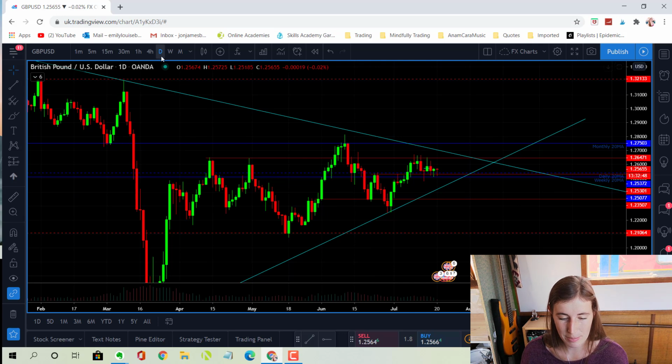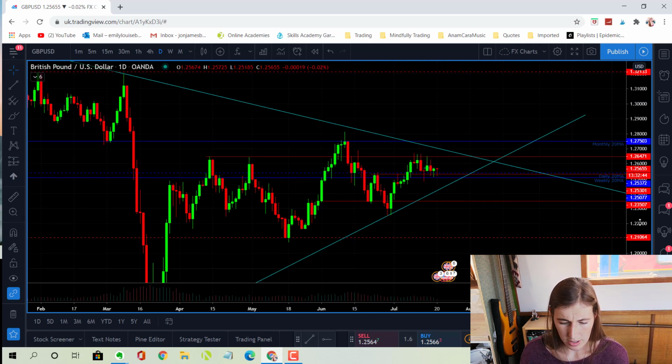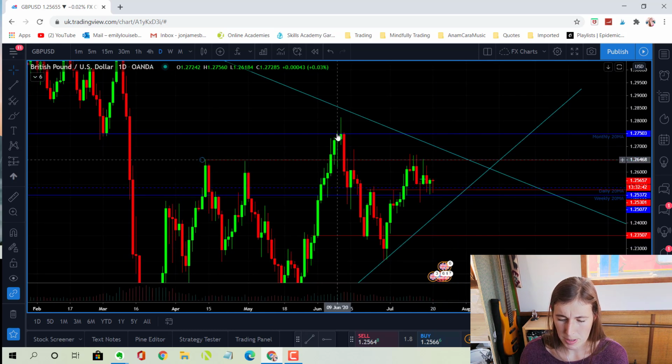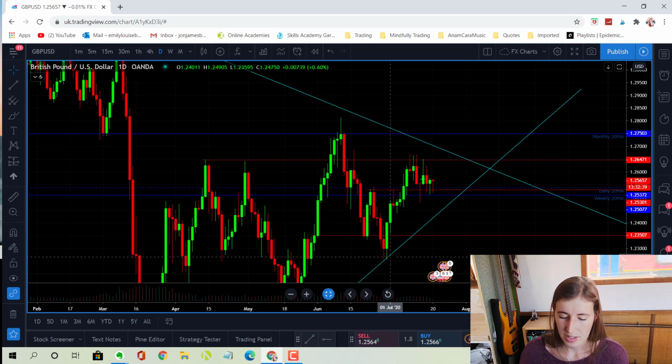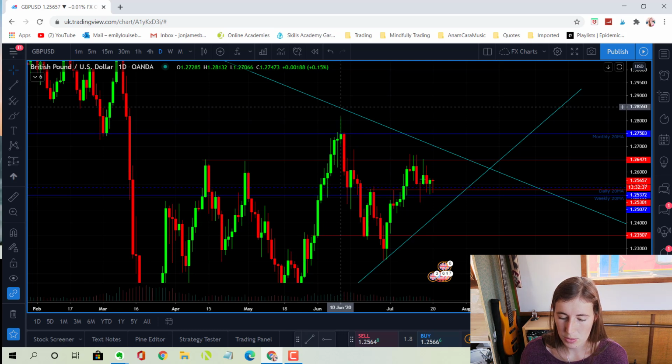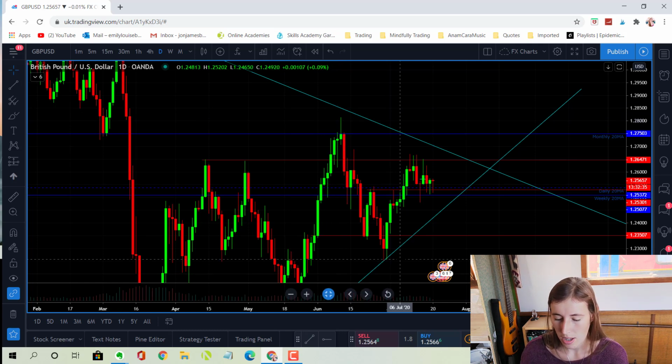It doesn't seem like it's going to have that much range. This is the daily chart. The kind of moves that I do like to see would be the bounces off the trend lines, as you can see here, and then this pin bar, which was rejecting this one here, came down.